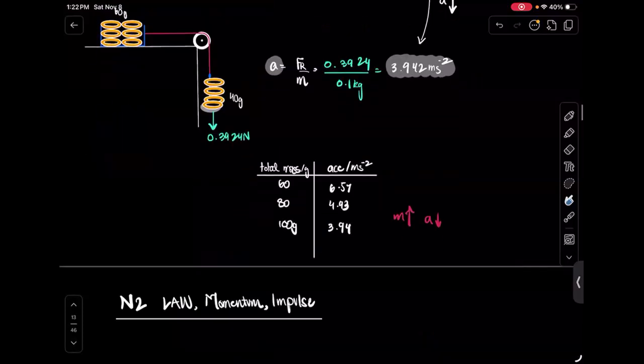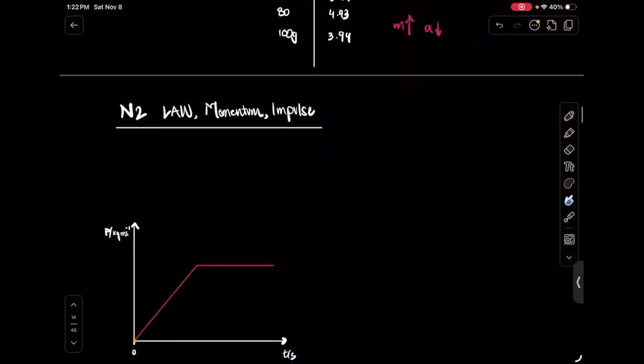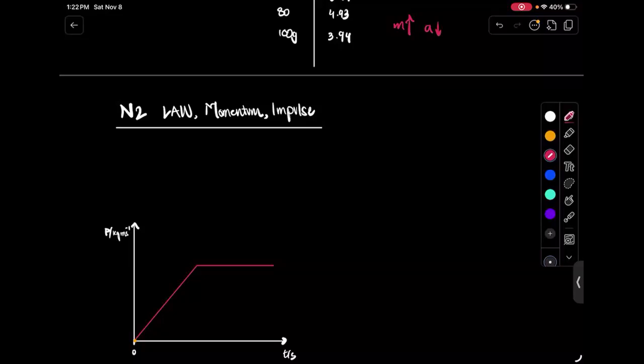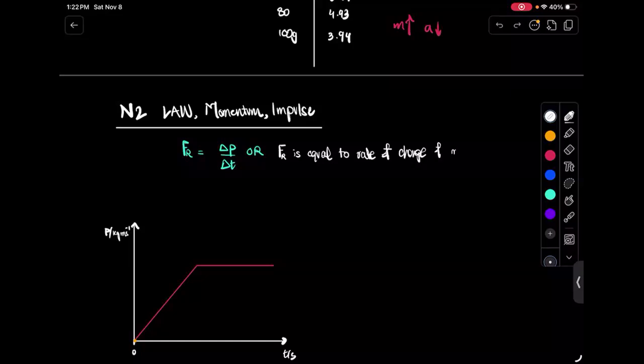Now we are going to return to delta P over delta T. Newton's second law, the general definition was what? Resultant force is equal to delta P over delta T, or you could say Fr is equal to the rate of change of momentum.